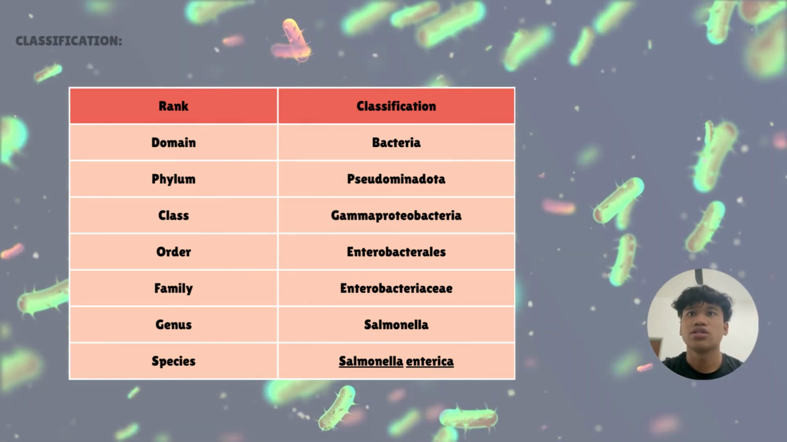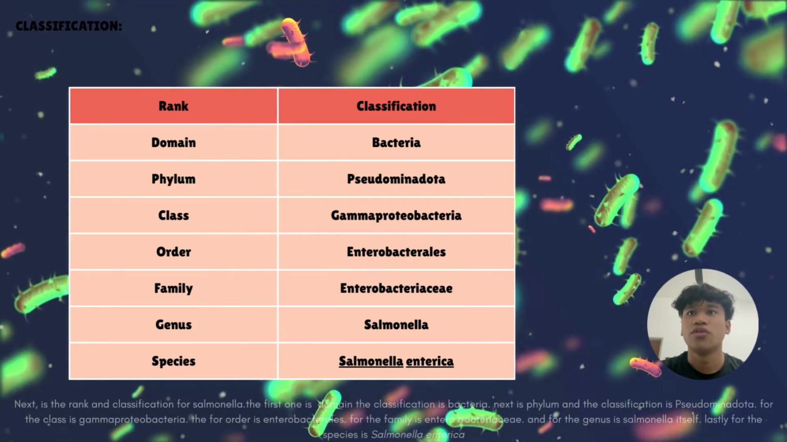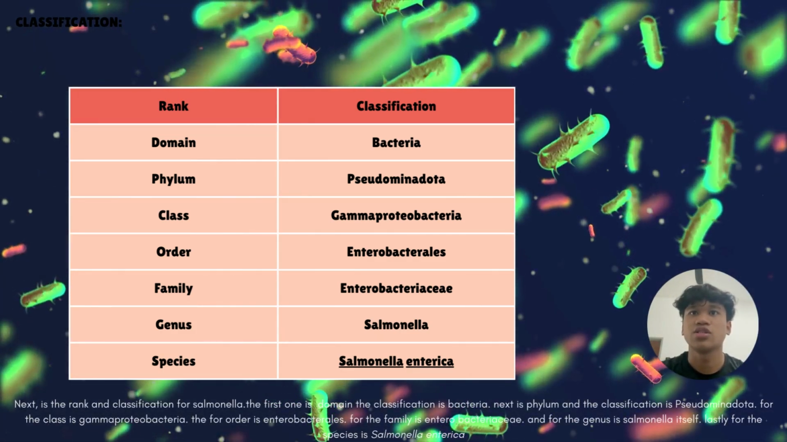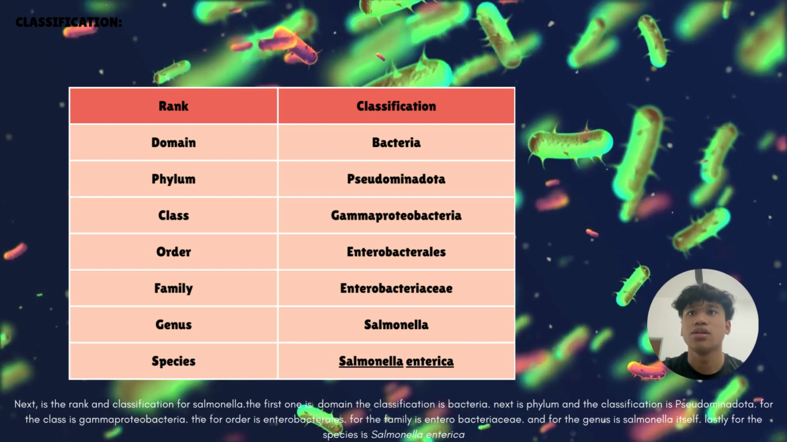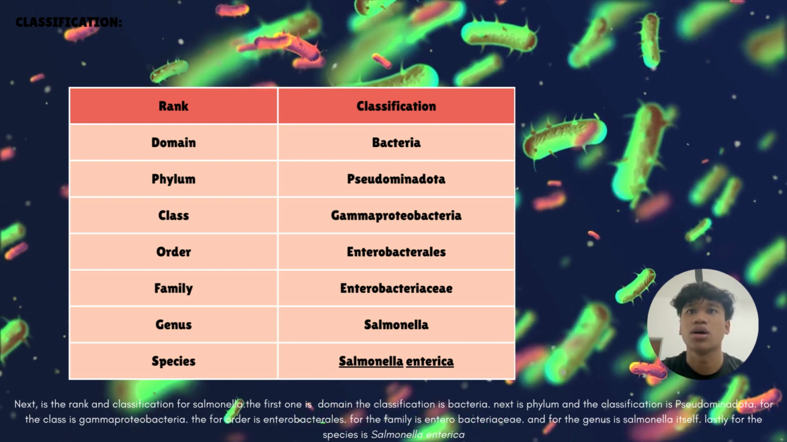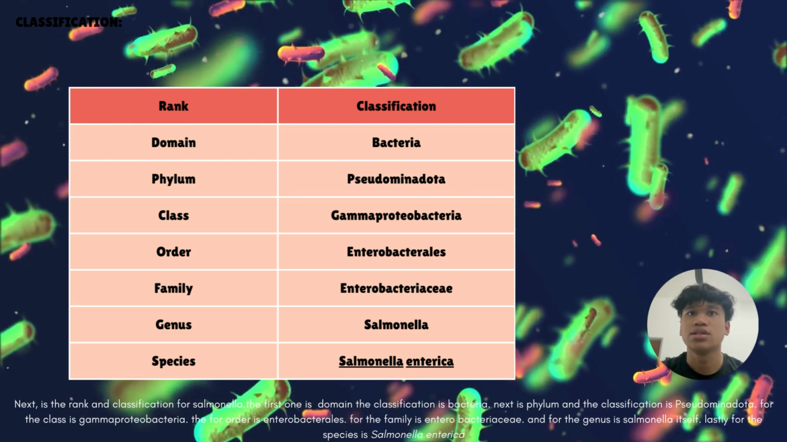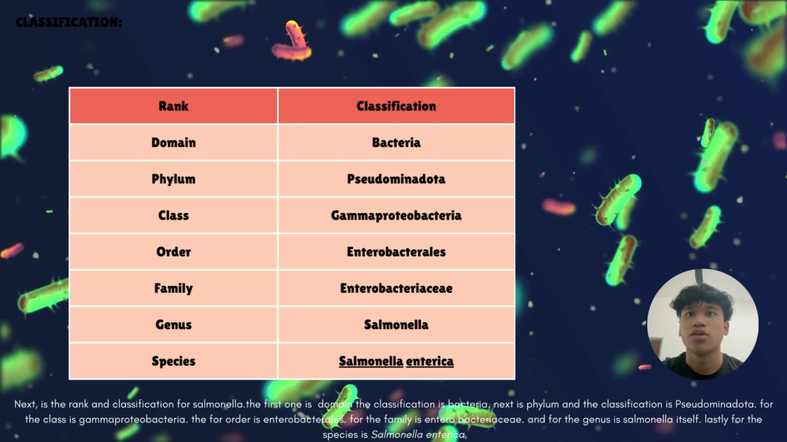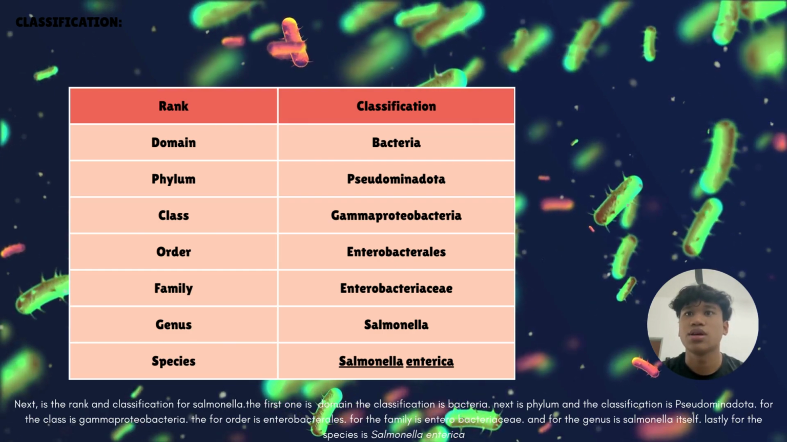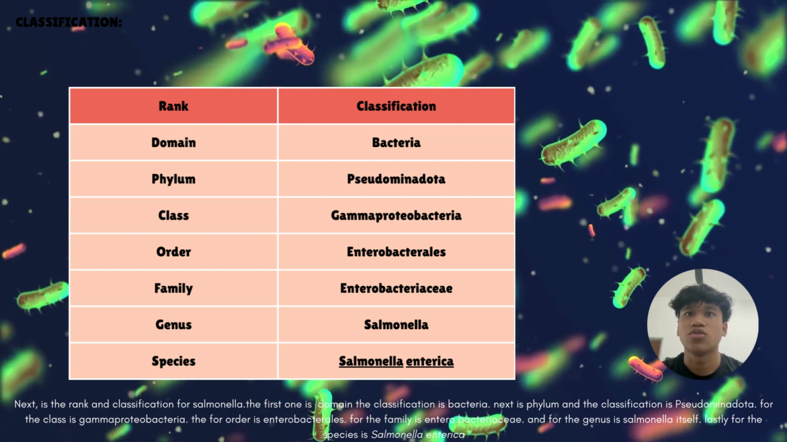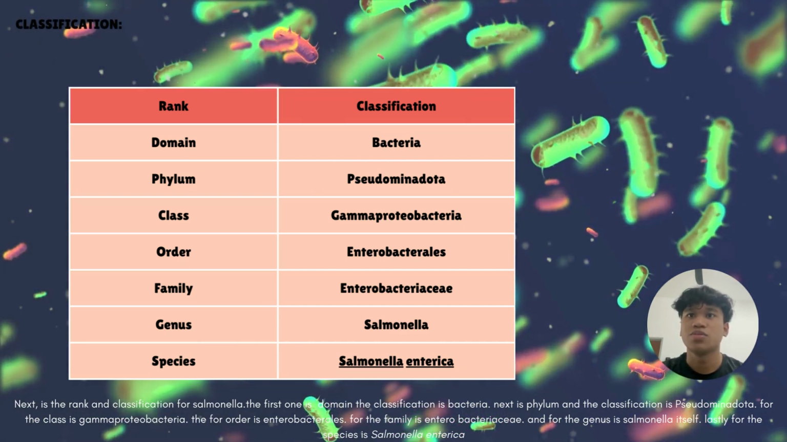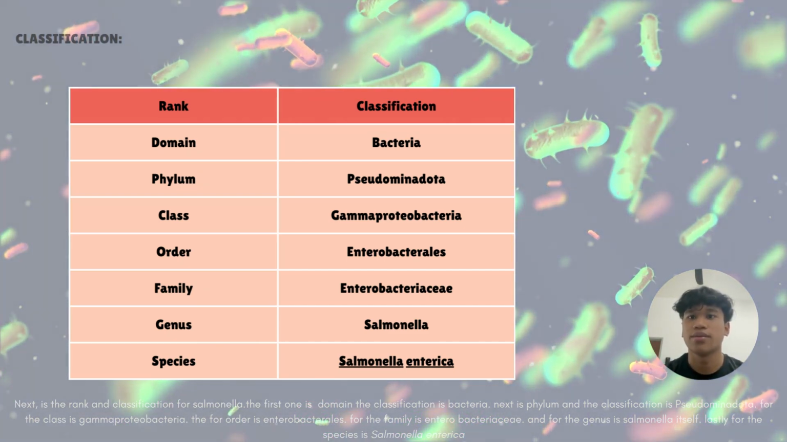Next is the rank and classification for Salmonella. The first one is domain, the classification is bacteria. Next is phylum and the classification is Pseudomonadota. For the class is Gamma Proteobacteria. For the order is Enterobacterales. For the family is Enterobacteriaceae. And for the genus is Salmonella itself. Lastly, for the species is Salmonella enterica.